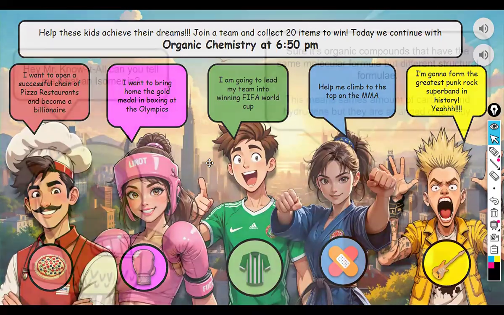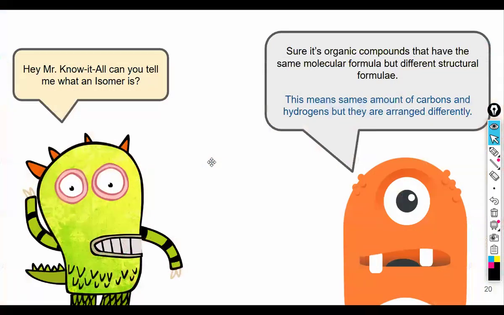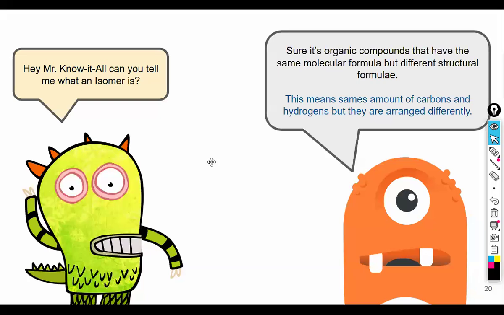So let's continue with organic chemistry. And this, I believe, was one of the last slides we saw last week. So we're going to try to explain what is an isomer. If anybody didn't print out the slides, I'll show them where they can get it after class.